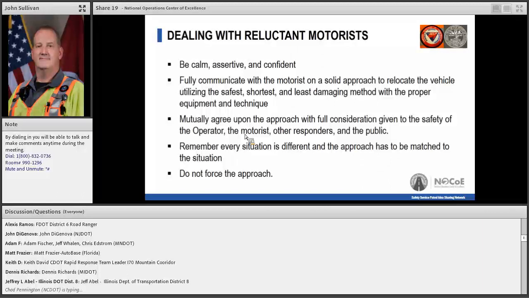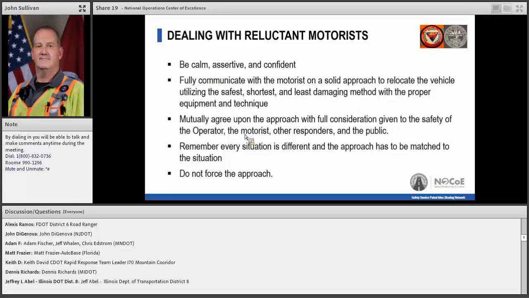I always try to mutually agree upon the approach with law enforcement or anybody else that's on scene. I know the Tennessee Highway Patrol has taken a way more aggressive stance over the last few years in clearing lanes, and we get way less pushback from the local agencies anymore at this time. Always remembering every situation is different, and the approach has to be matched to the situation, and we try not to force the approach. I know that can be a reluctance issue as well.